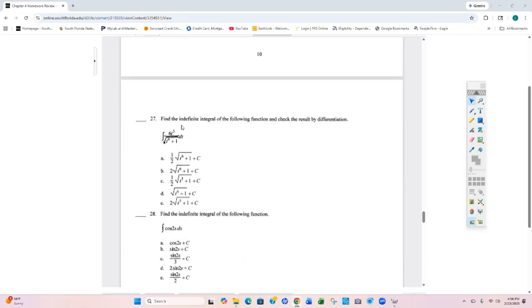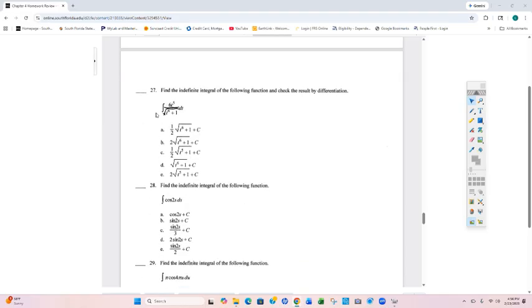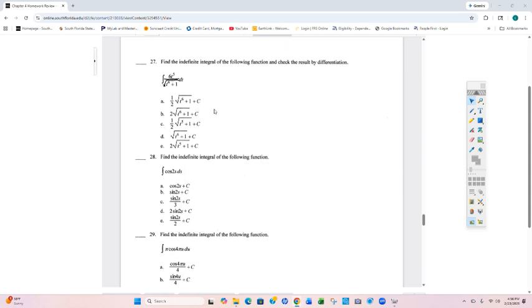Number 27, find the indefinite integral of the following function and check your result by differentiation. Okay, we have an integral symbol, and then we have a fraction. In the numerator, 6t to the 5th. In the denominator, square root of t to the 6 plus 1, all of that under the radical. So 6t to the 5th over square root of t to the 6 plus 1. There is a dt on the end.